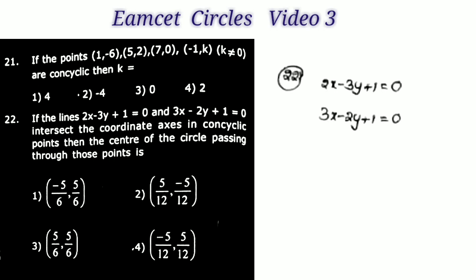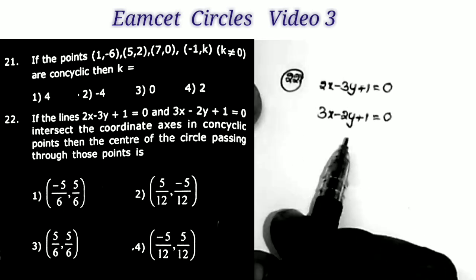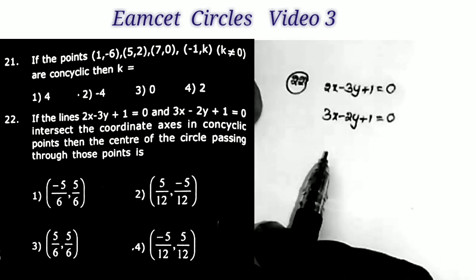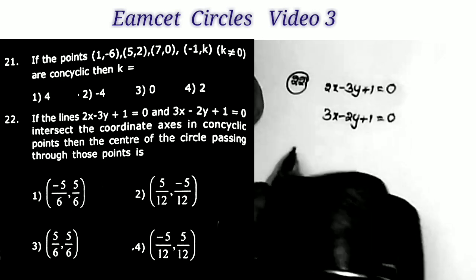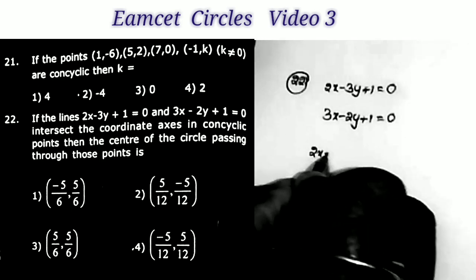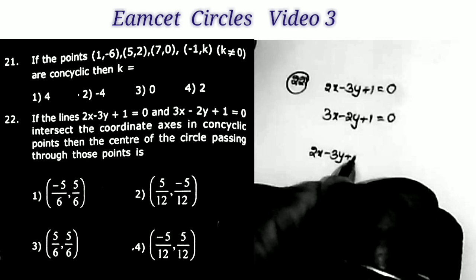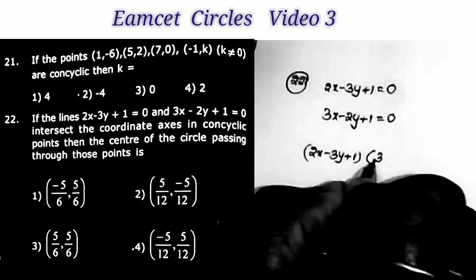If the lines 2x minus 3y plus 1 is equal to 0 and 3x minus 2y plus 1 is equal to 0 intersect the coordinate axes in concyclic points, then the center of the circle passing through those points is equal to. Very easy question. The lines cut the coordinate axes at concyclic points, then what is the center of the circle? Just multiply the two equations here. Just simply take the product of the two equations.